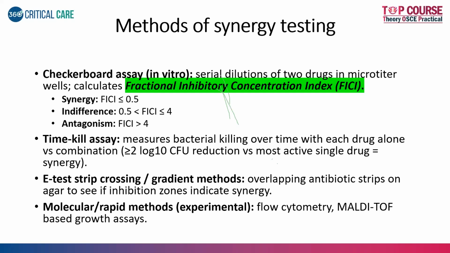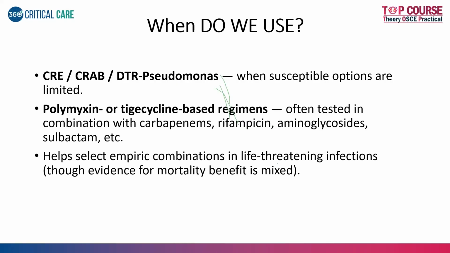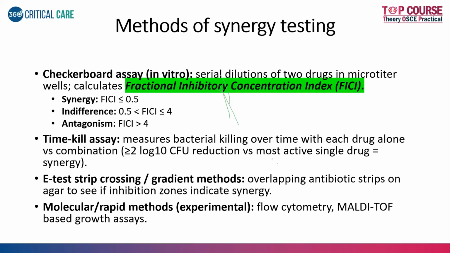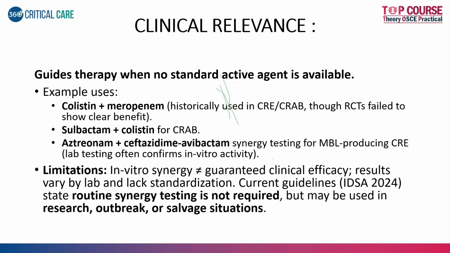Remember, synergy testing is for difficult to treat organisms, especially Pseudomonas, CRE, and CRAB. How do they do it? Usually they use a checkerboard, time to kill assay, E-strip, or molecular methods. As I told you earlier, it is for CRAB organisms and CRE, to see whether colistin plus meropenem has some effect, sulbactam colistin for CRAB, and aztreonam plus ceftazidime-avibactam for MBL, that is your NDM type of resistance.